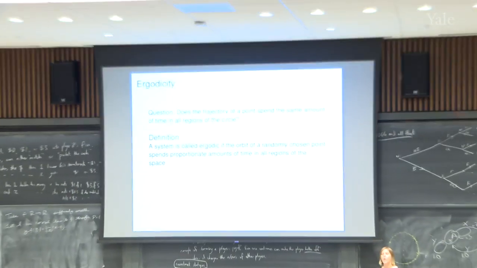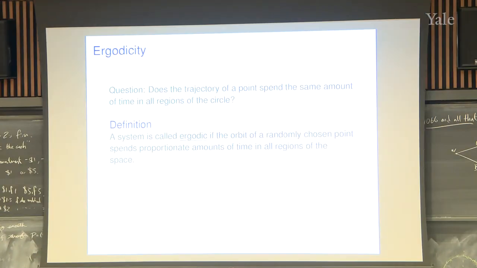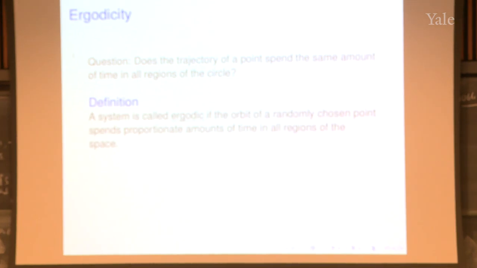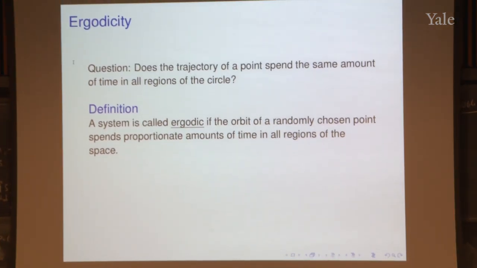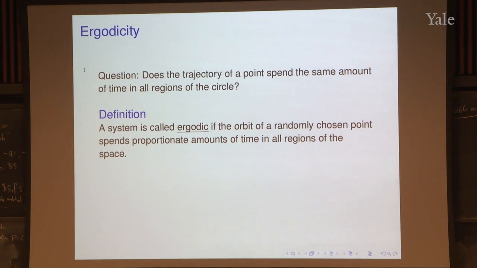Okay, so this leads us to one of the notions of complexity I was talking about earlier. In dynamical systems, we call a system ergodic if the orbit of a randomly chosen point spends a proportionate amount of time in all regions of the space.